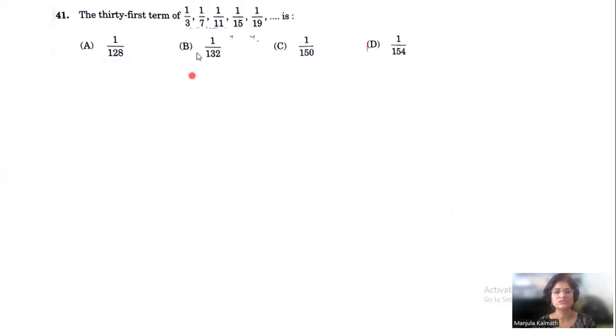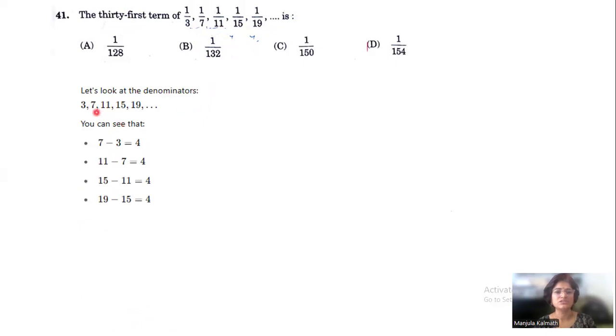The formula: the initial term we consider as a equals 3, and n is the term asked. The 31st term is asked, so n equals 31, and the common difference between these values is d. So the nth term is a plus n minus 1 into d. In order to calculate this, first we find the common difference between the numbers. Focusing on the denominator, the common difference is 4.